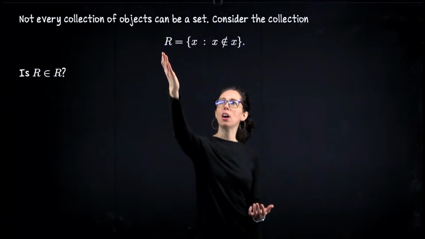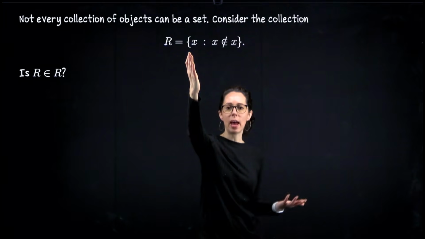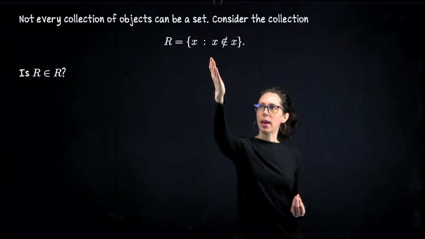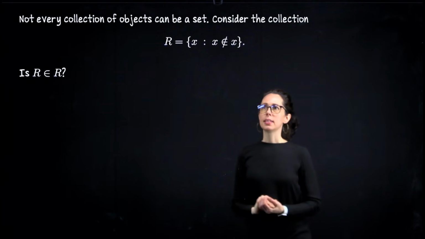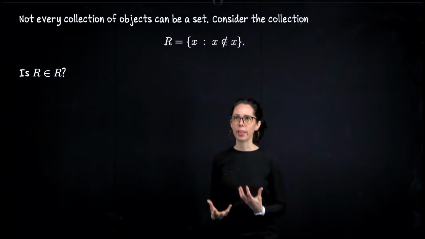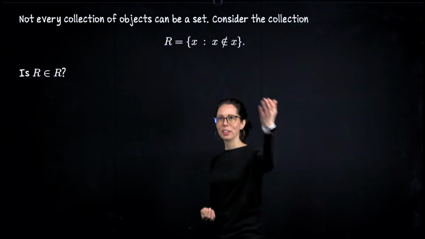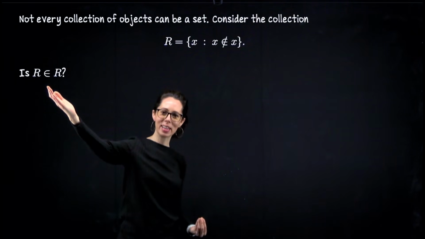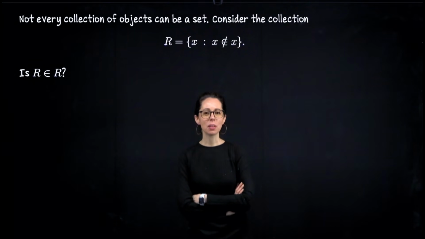So this collection R consists of elements, name them little x if you'd like to, elements x with the property that these elements are not elements of themselves. Take a moment to just turn that idea around in your mind. And once you feel comfortable with this notation, answer this question as best you can. So, is it fair to say that R is an element of itself?